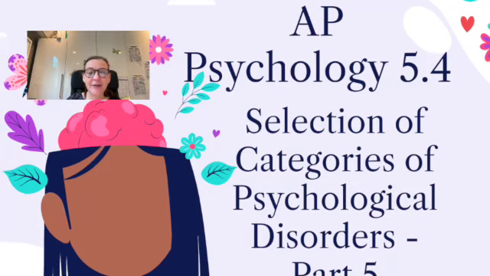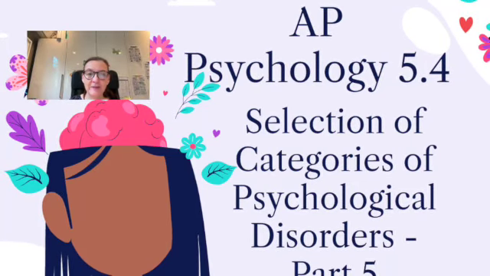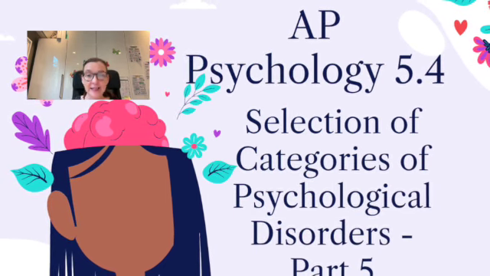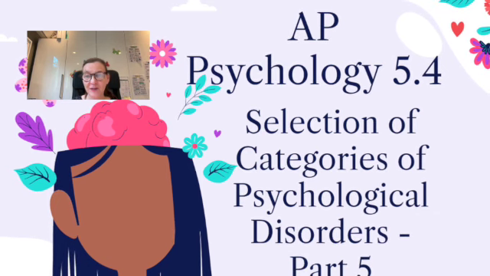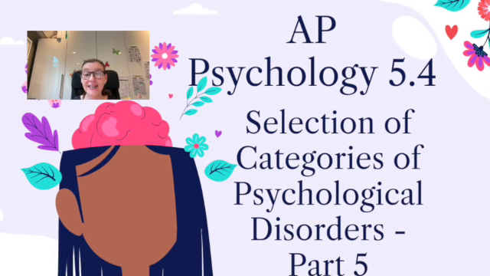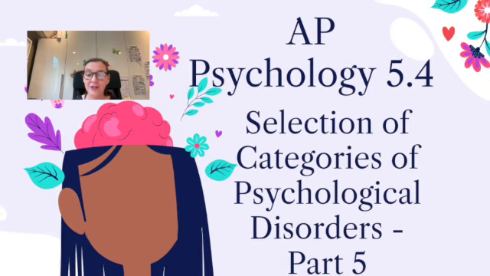I'm Deborah Hanson. Today we're going to be looking at AP Psychology 5.4, selection of categories of psychological disorders. There are 10 CED questions for this section of Unit 5. I'm going to do a video for every single CED question. Maybe you've watched the first ones already. This is number 5, so it's going to be CED question number 5.